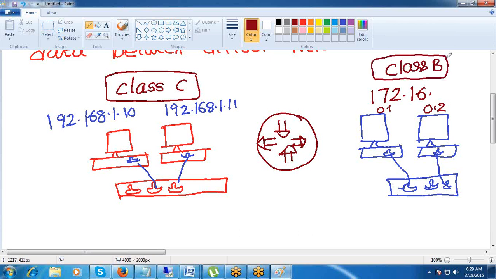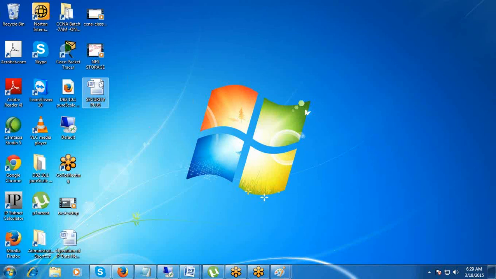So they can't communicate with each other. To communicate from one network to another network, what do we require? We require a separate device called a router. Now what will this router do? It can communicate from one network to different networks. Up to now we have seen the IP address settings of the system.